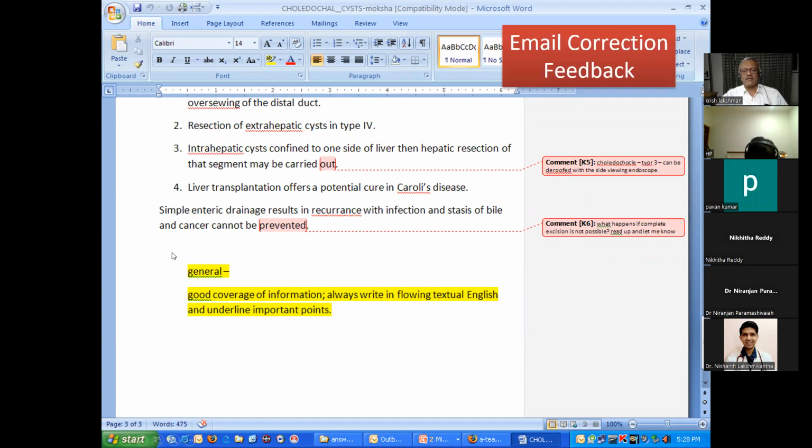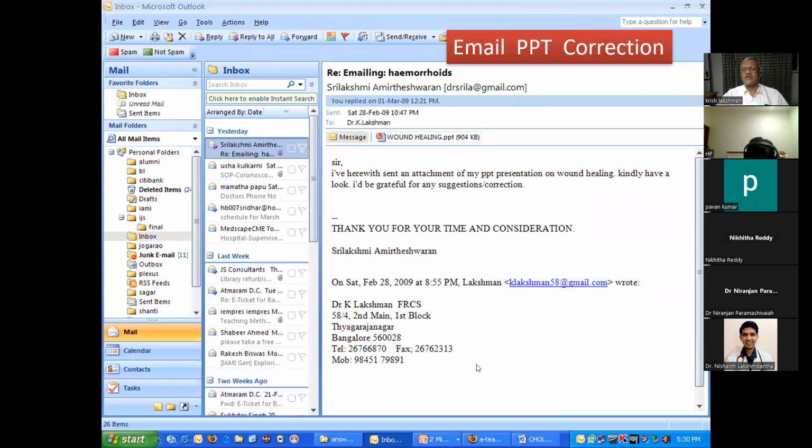Okay. And at the end, after individual comments, I usually put something like this: good coverage of information. Always write in flowing textual English and underline important points. This is true for all theory questions. If you've written a long paragraph, the examiner will not read every line of it. So if you underline certain things that you think are important, then that would grab his attention.